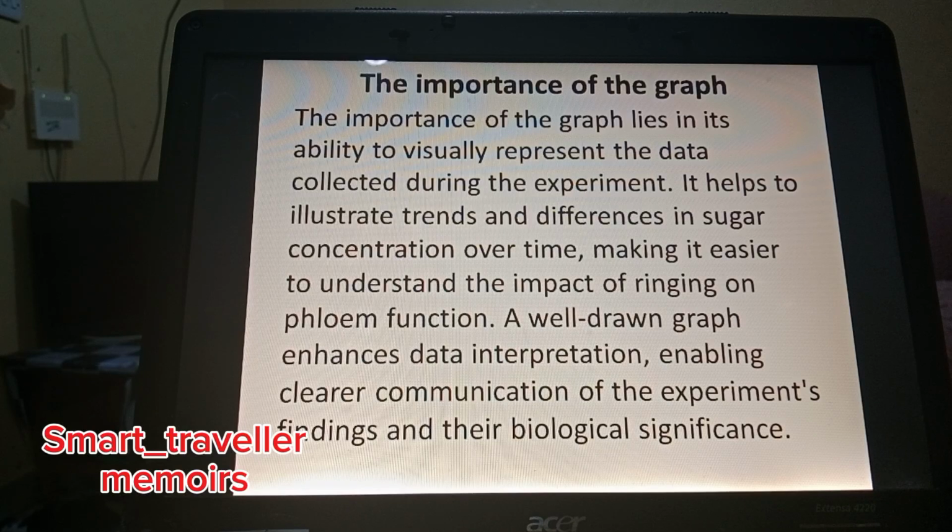What is the importance of this graph? The importance of the graph lies in its ability to visually represent the data collected during the experiment. It helps to illustrate trends and differences in sugar concentration over time, making it easier to understand the impact of ringing on phloem function. A well-drawn graph enhances data interpretation, enabling clear communication of the experiment's findings and their biological significance.